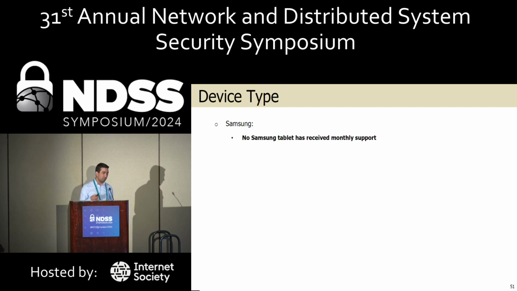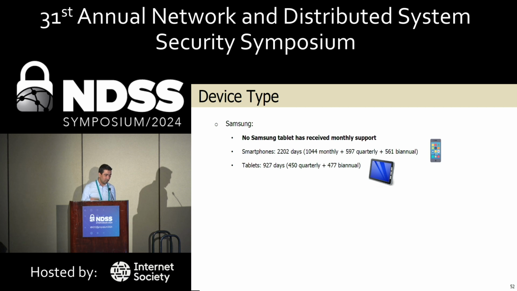The third factor that we wanted to look at is the device type. We wanted to see whether smartphones and tablets receive the same support type, the same support behavior. The first thing that we noticed is that Samsung tablets do not receive any monthly support, but directly start with the quarterly support. On the other hand, smartphones also stay in the support list 2 times longer than the tablets.